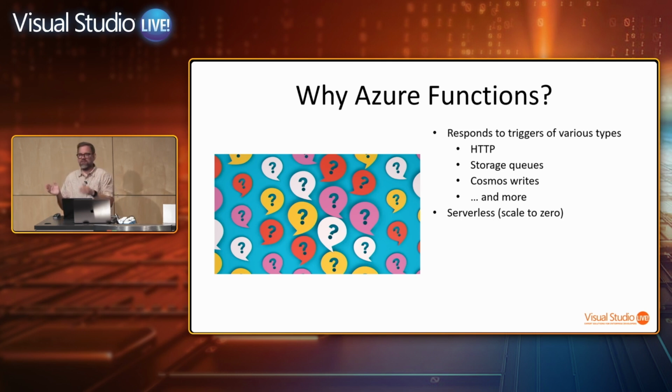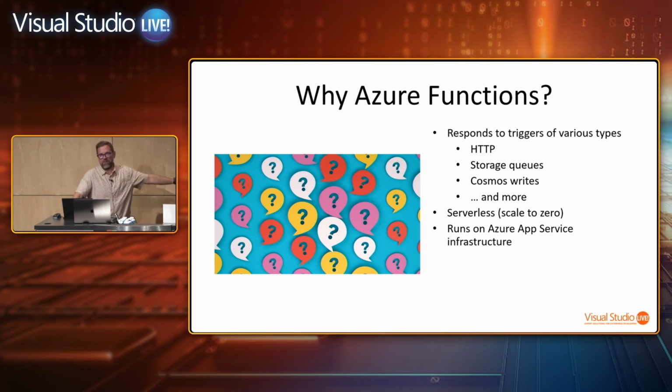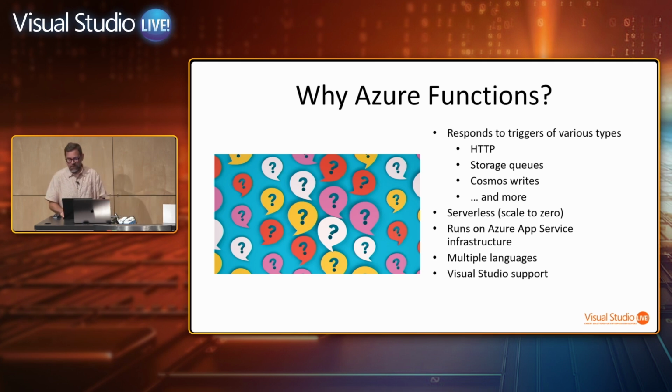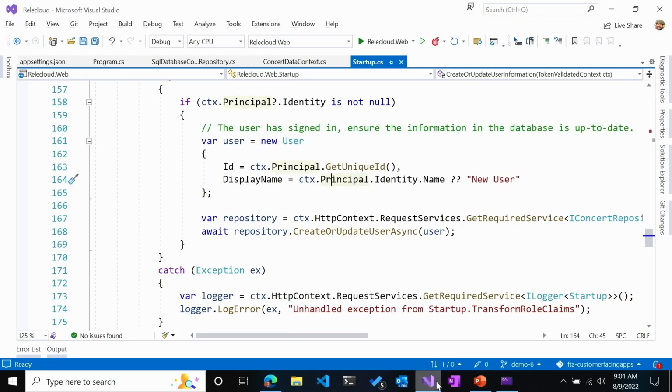Serverless, which is nice because you can scale it all the way down to 0, which means if it's not being used, you're not paying anything. And it runs on the app service infrastructure. So you get all the nice things about app service, like app services scaling, its robustness, whether you can deploy it around the world, you get all that as well. And like I said, you do have multiple language support, Python, PowerShell, JavaScript, .NET, of course, all built into it. And it has nice Visual Studio support as well. So let's see what the Azure function looks like.